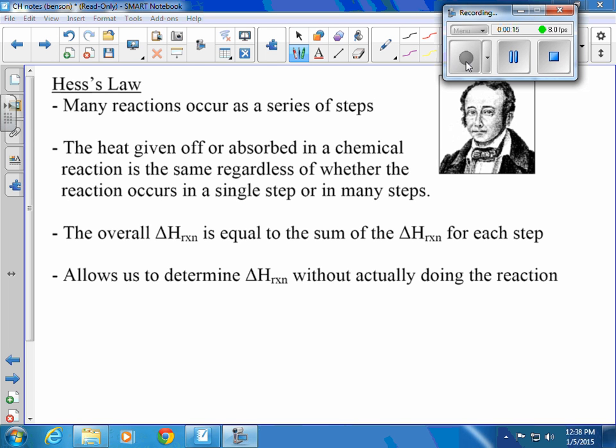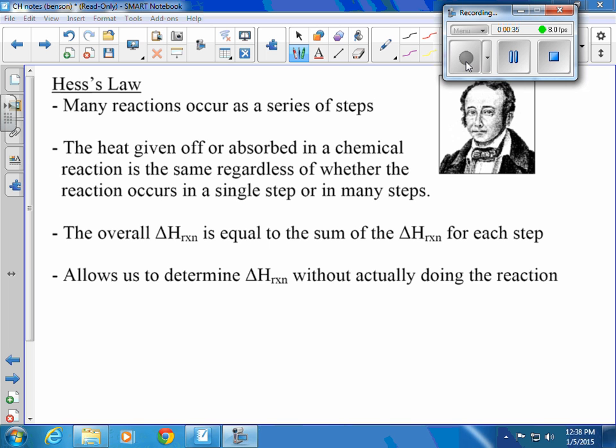So here we're going to talk about Hess's Law. This is going to be a short little podcast. Hess's Law says many reactions occur as a series of steps. And so what it really is, is a way that you can find the heat of an equation when the steps would take a really long time or you're not actually doing the reaction.